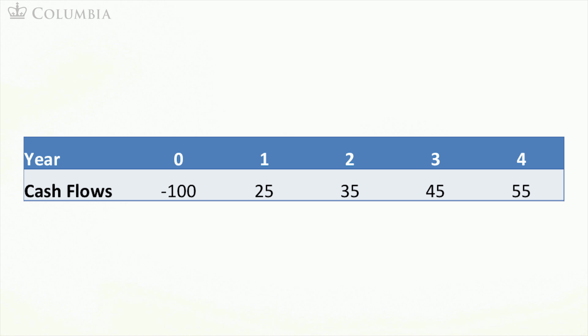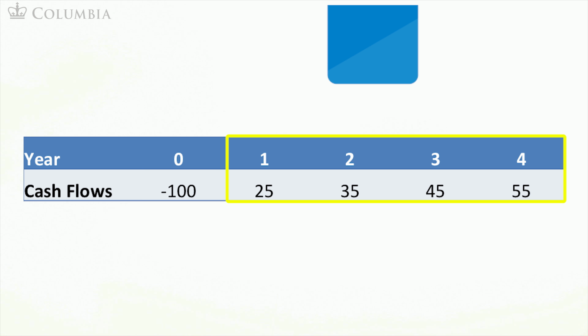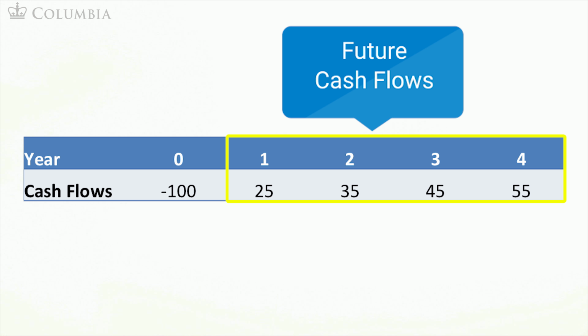The next question is whether Jane should take this project. To answer this question, we use the NPV rule. According to this rule, Jane should take this project because its NPV is positive. Let me explain why. It will be convenient to split the cash flows of the project in two: the investment today of $100 million and the future cash flows.